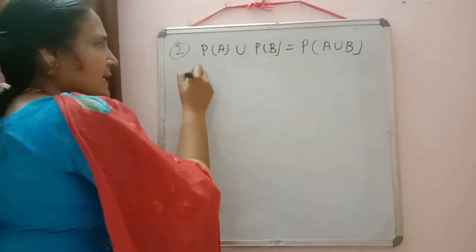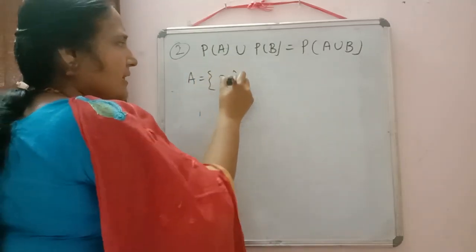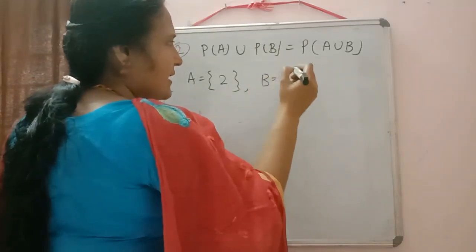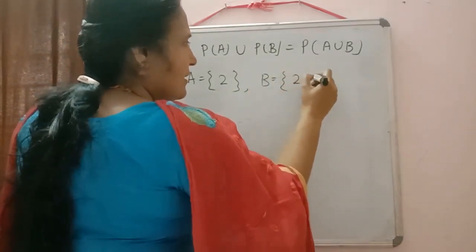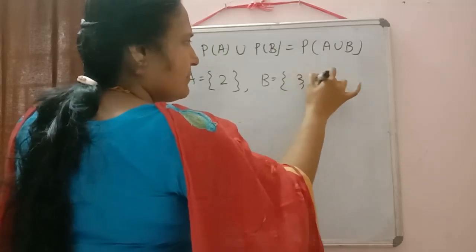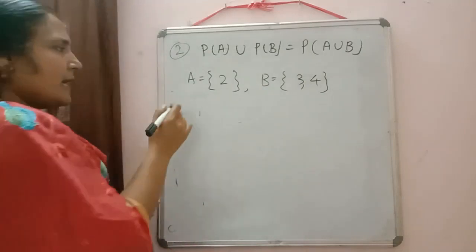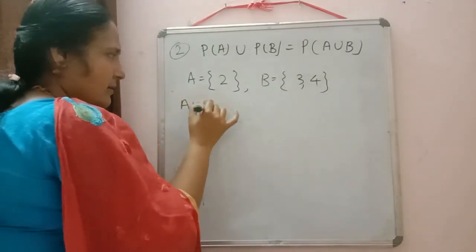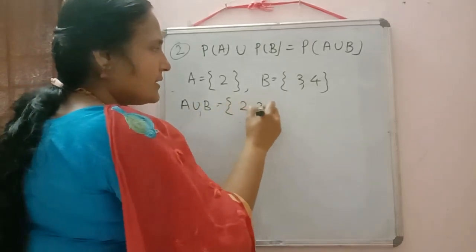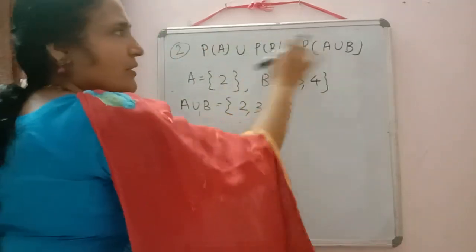So suppose set A, for our convenience I am taking a single element only, and set B suppose I have taken two elements, 2 and 3, or a different element. If you want, you can take different elements, 3 and 4. So first we can check what will be A union B. Yes, A union B will be equal to {2, 3, 4}. Now we will check whether these two are equal or not.